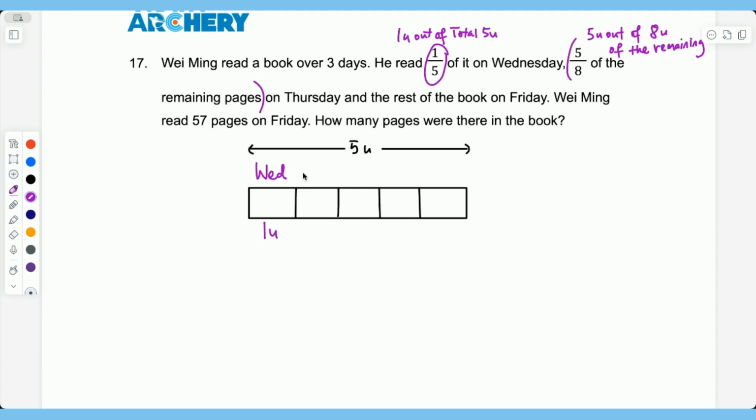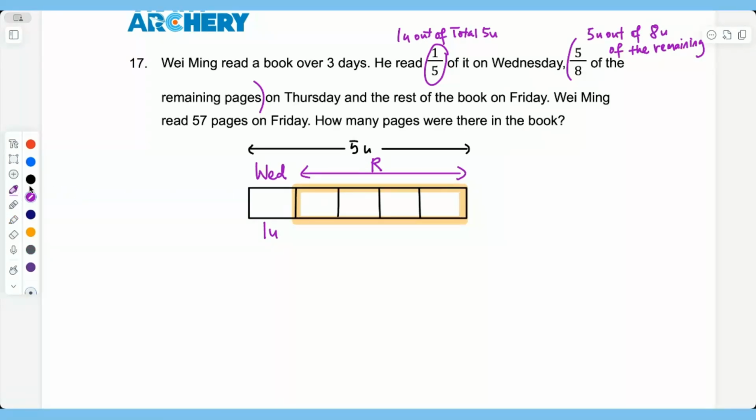And the rest is the remainder. I'll put a capital R. Then he read 5 out of 8 of the remaining pages on Thursday. This part is the remainder. And there are 4 units here. However, he read 5 out of the 8 remaining units on Thursday.